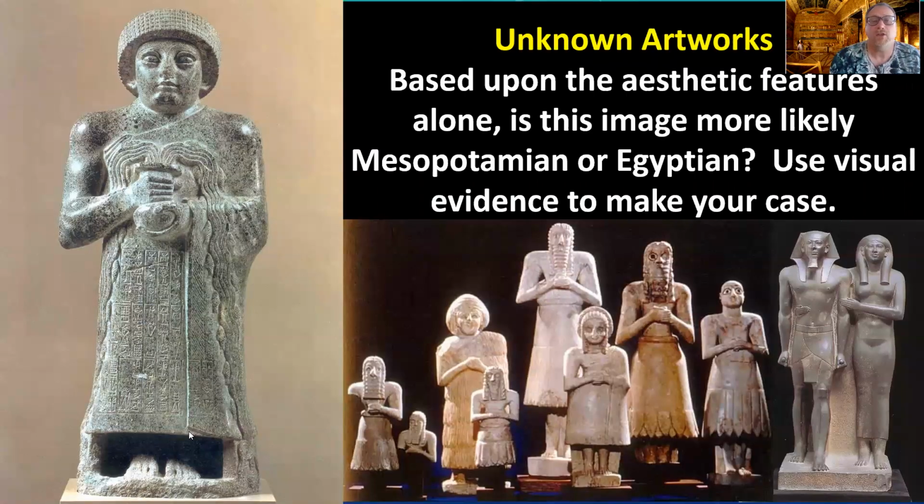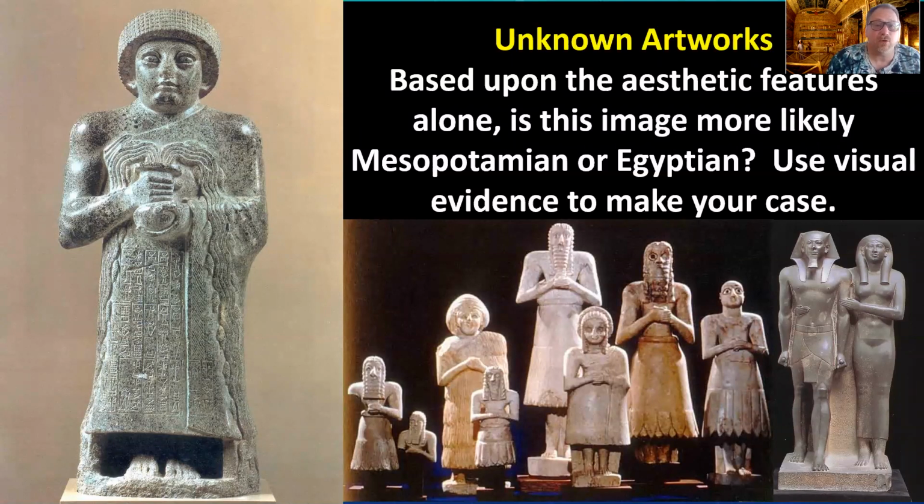And so one thing you'll have to be able to do on your midterm is to identify unknown artworks. So if we base upon the aesthetic features alone for the artwork on the left, is this image more likely Mesopotamia or Egyptian? Use visual evidence to make your case. Now you had a reading about this, so you already know the correct answer, but I'm not caring about the correct answer, because you could still have the correct answer and fail this particular task, or you get the wrong answer and still get an A.